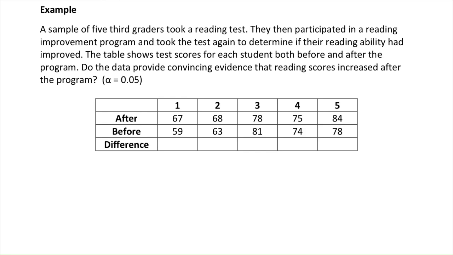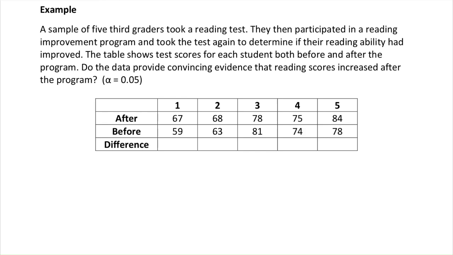So this is the actual example I referenced earlier at the beginning of the lesson. We have 5 different students, their scores before they did the program, and the scores after they took the program. What we do in this case is not find the mean of the before and after. We're going to find the difference for each student and then take the mean, the average, of those differences.